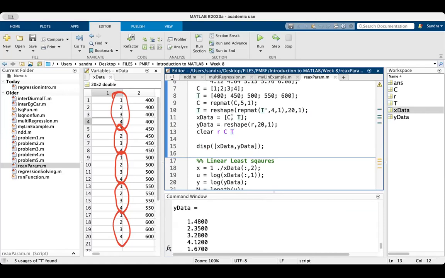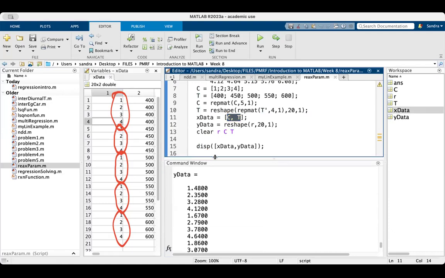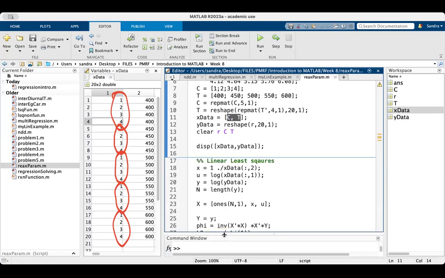You have to be very careful that for a certain combination of C and T, the corresponding R should come. When you reshape it, R shouldn't be jumbled. For this particular C and T, you should get the correct R. So that was a small trick that was used here instead of coding it one by one.